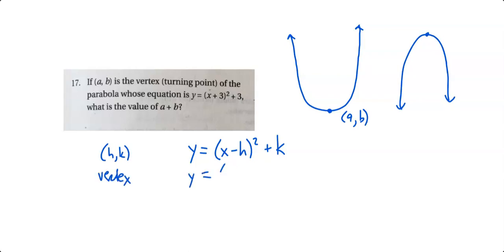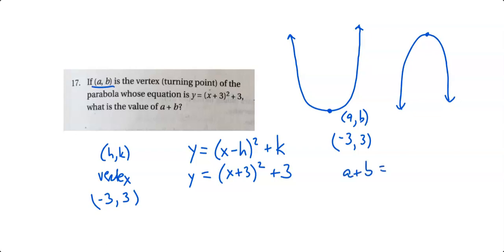So what we have is (x plus 3) squared plus 3. We can tell visually that k is equal to 3. The h, since this is a minus here, a minus negative 3 would give us a plus 3. So that means h is equal to negative 3. So the coordinates of our vertex are negative 3 and 3. That means a plus b is negative 3 plus 3, which equals 0. So 0 is the answer for that one.